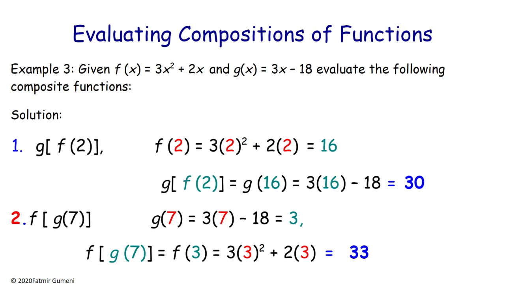F of g of 7. Evaluating first g of 7, which is equal to 3 times 7 minus 18, which equals 3. Then evaluating f of g of 7 equals f of 3, which equals 3 times 3 squared plus 2 times 3, which equals 33.